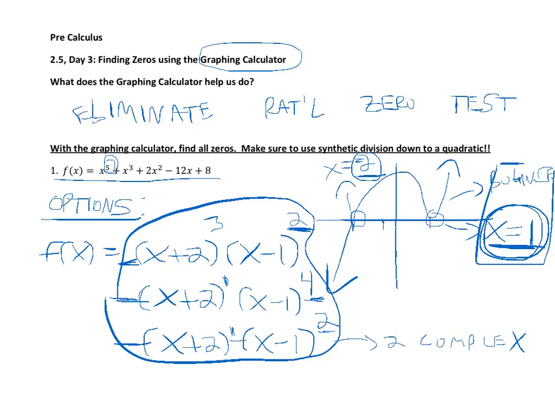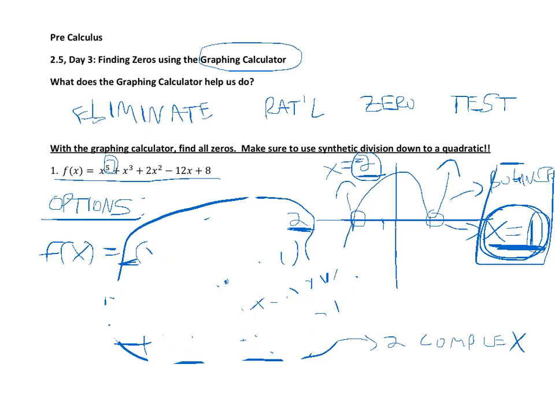Well, these are going to be even multiplicities. So for this x equals 1, I have to do synthetic division for this at least twice. All right, so let's get into the synthetic division. So I'm going to erase really mostly everything here that I did just to save space.